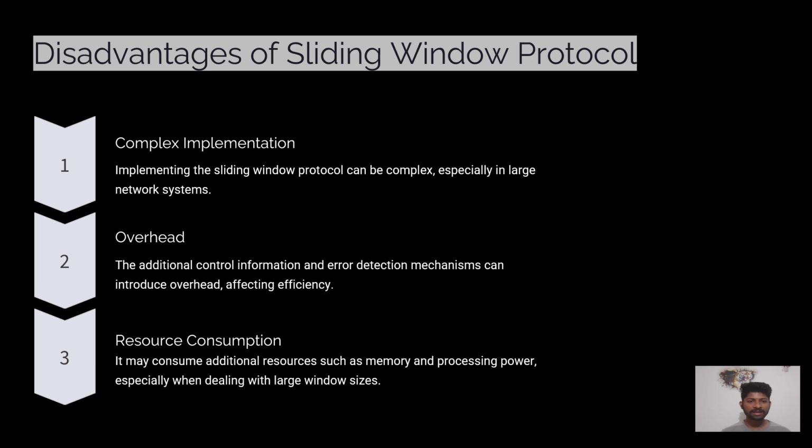Now, let's look at the disadvantages of sliding window protocol. First, complex implementation. Implementing the sliding window protocol can be complex, especially in large network systems. Overhead: the additional control information and error detection mechanisms can introduce overhead, affecting efficiency. Resource consumption: it may consume additional resources such as memory and processing power, especially when dealing with large window sizes.